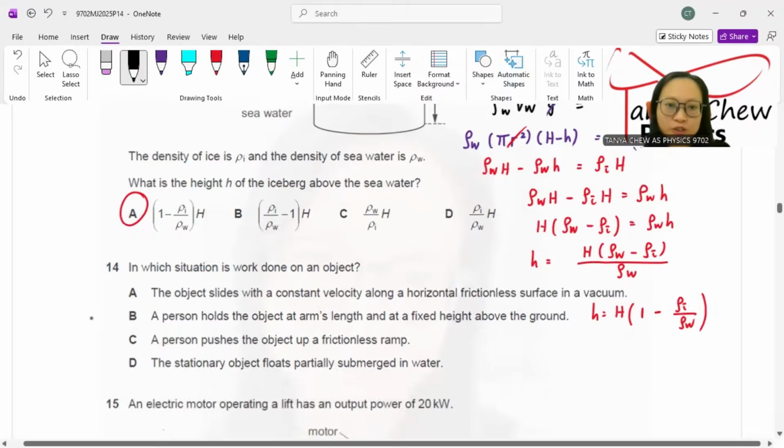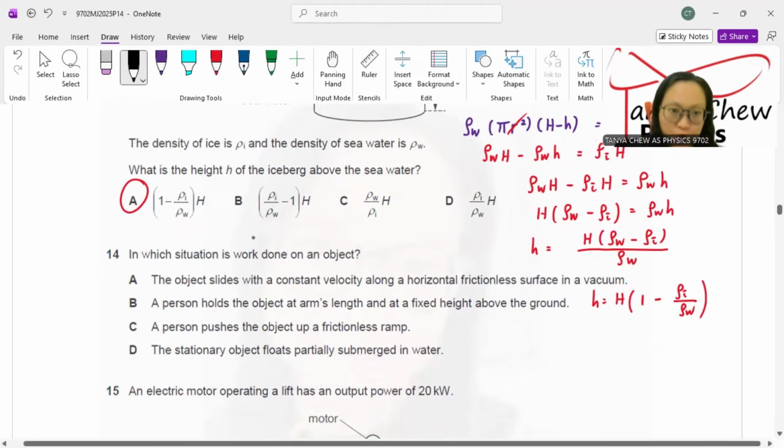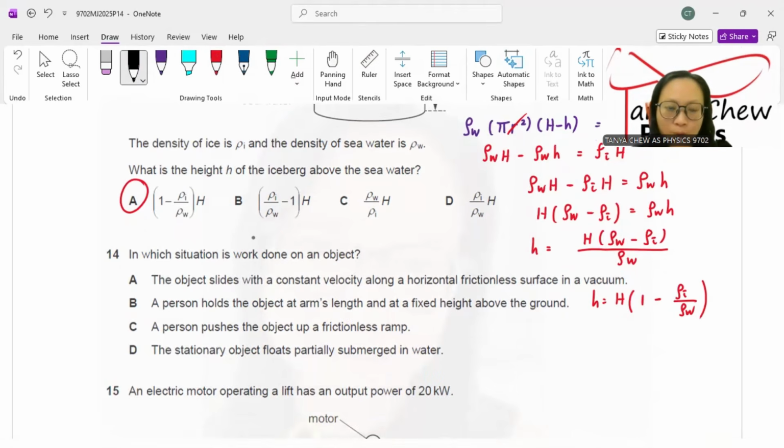Number 14. In which situation is work done on an object? Now, A, the object slides with a constant velocity along a horizontal frictionless surface in the vacuum. There is no work done, right? Because it's with a constant velocity, there's no force being applied to the object to cause a displacement. B, a person holds the object at arm's length at a fixed height above the ground. There is no change in height, so no work is done.